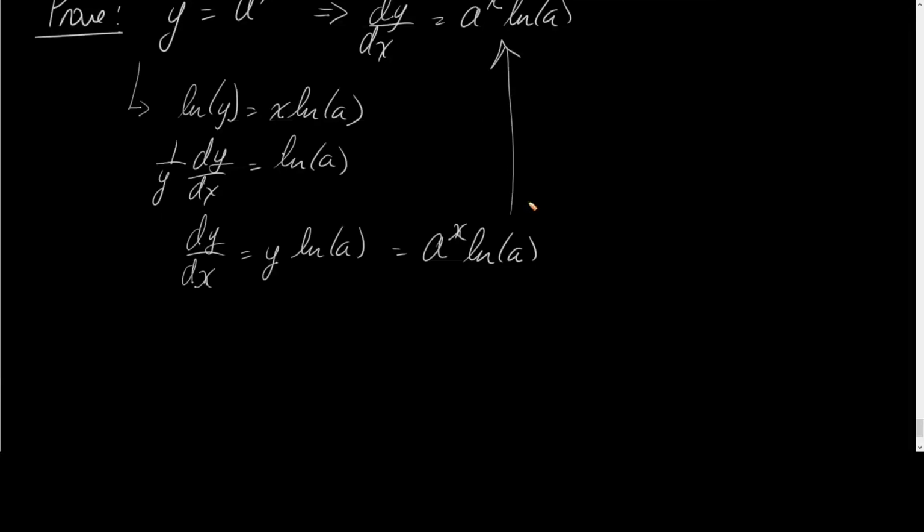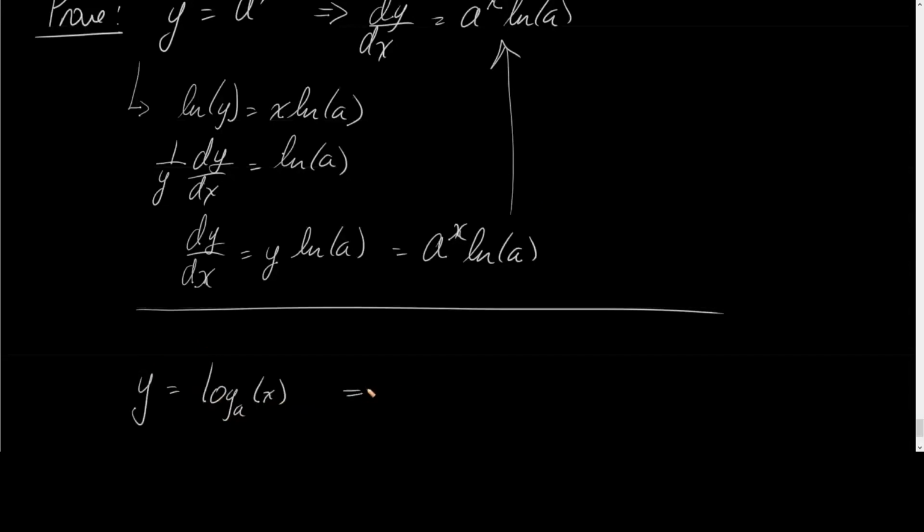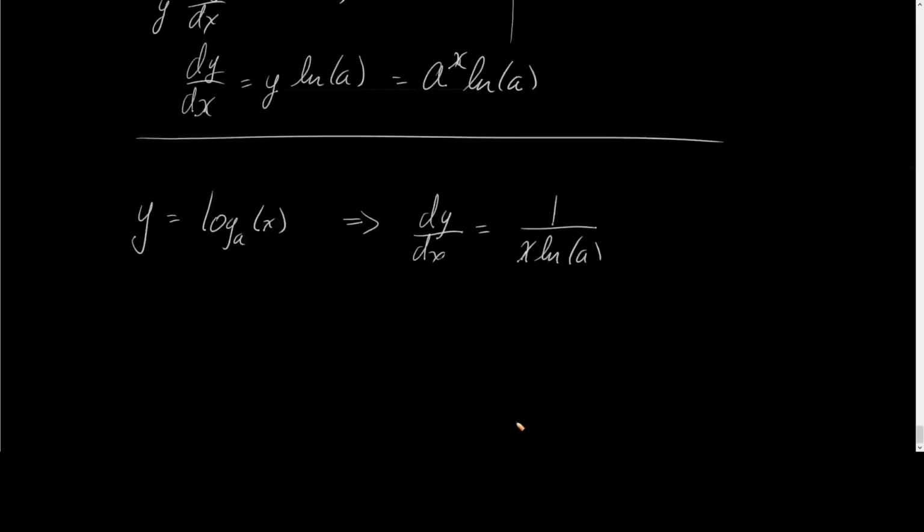I also want to prove the other one. So the other one that I mentioned in a prior video was if y is equal to log base a of x, that gives us that dy dx is equal to 1 over x ln of a. All right. So let's see what to do here. I'm going to do sort of the exact opposite of what we've been doing. Instead of taking the log of both sides, the very first thing I'm going to do is make this exponential. So I have a to the y is equal to x.